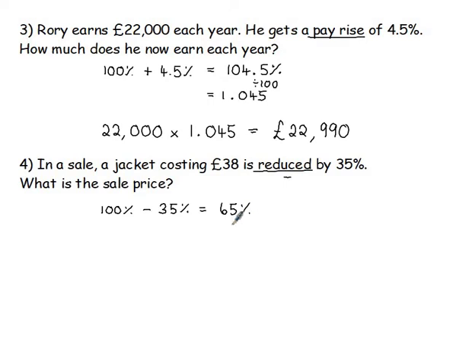So change to a decimal, divide by 100. Gives us 0.65. So here is our multiplier. Again, amount times multiplier. So we're going to take our £38 and times it by this 0.65. Type it into your calculators and it gives you £24.70. And you can see that £38 has been reduced, so our answer looks sensible.